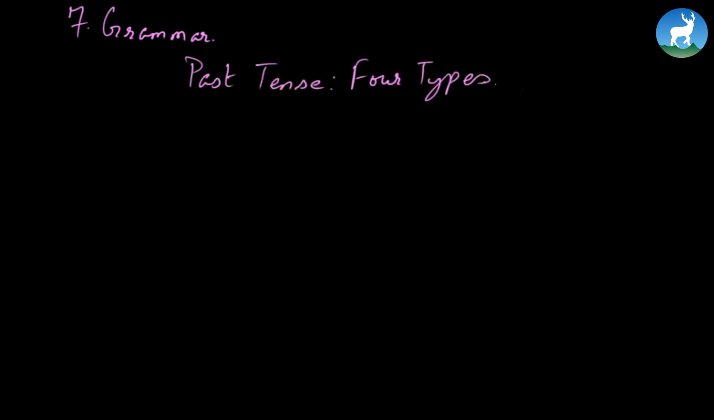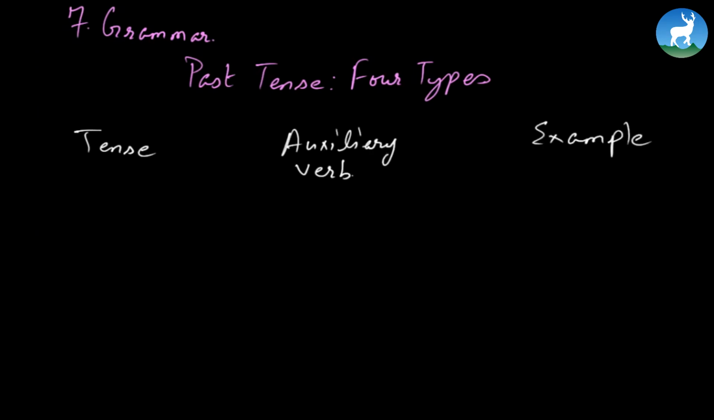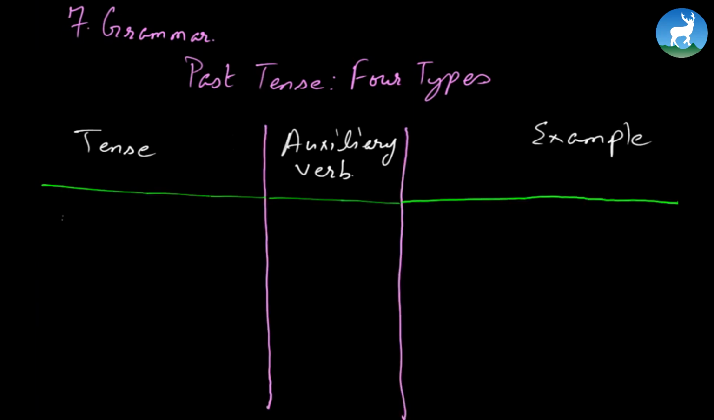Now let's come to the grammar portion, number 7. All right. Now here we are talking about past tense. We are focusing only on past tense for now, and there are, so to speak, 4 types of past tense. What are they? To begin with, simple past. We'll look at the tense, the auxiliary verb, and finally, work on the example. So, here you go, simple past.